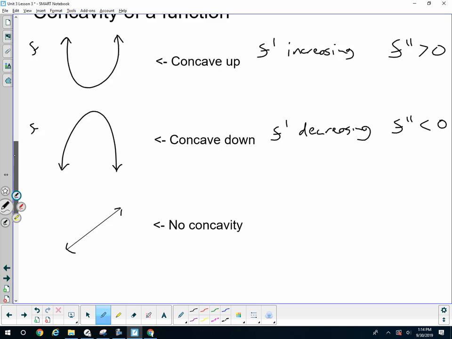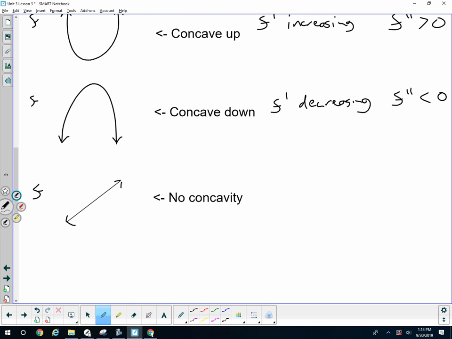Here is a graph of a function that has no concavity. Discuss with your neighbors what is going on with its f primes.